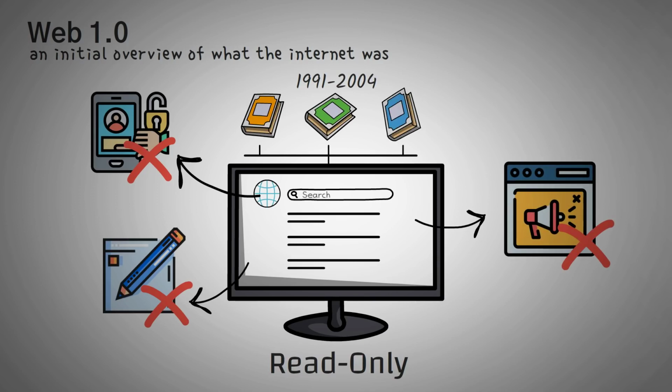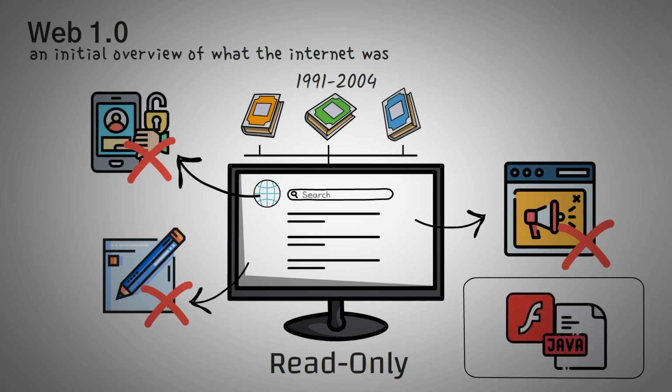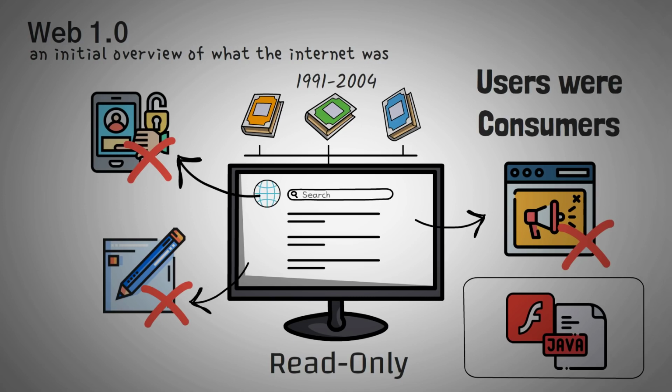Now, of course, with time, we slowly made improvements and things like Flash and JavaScript added many new different features. However, during this time, the users of the internet were consumers. They went to the internet to consume information.